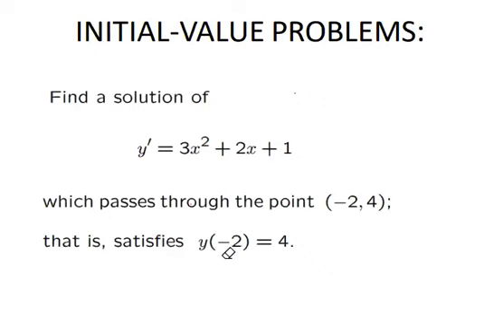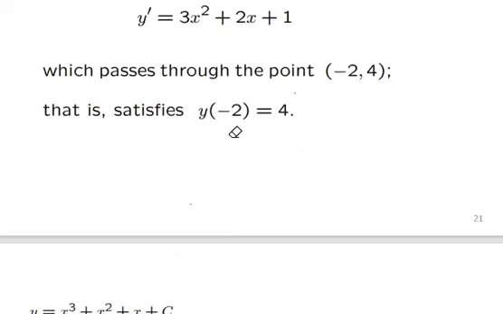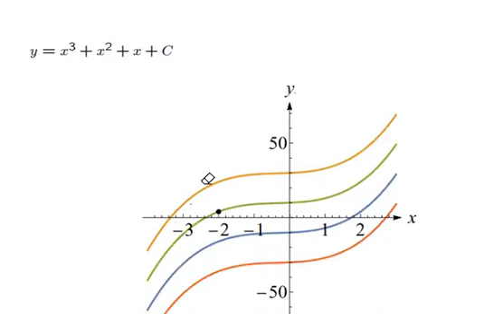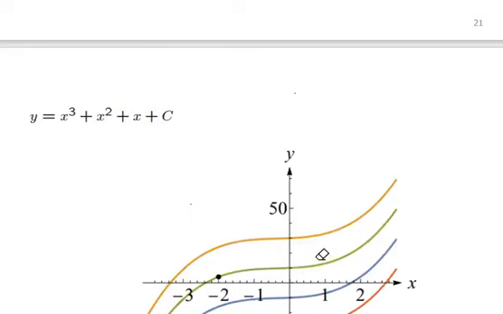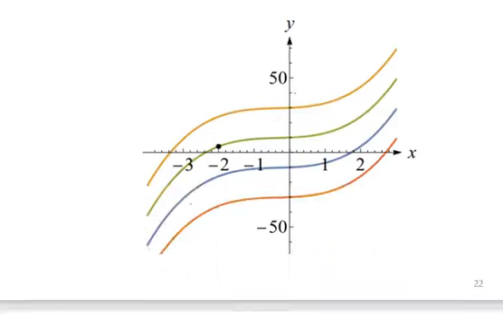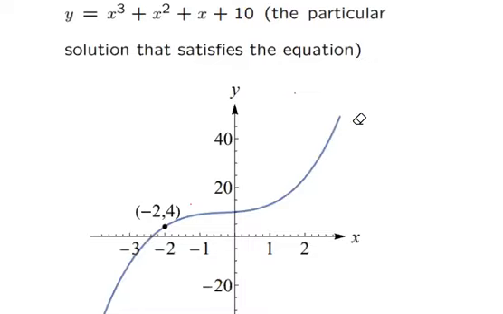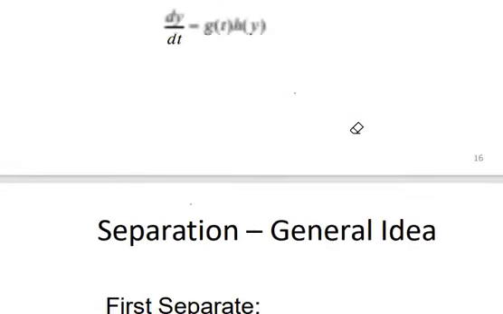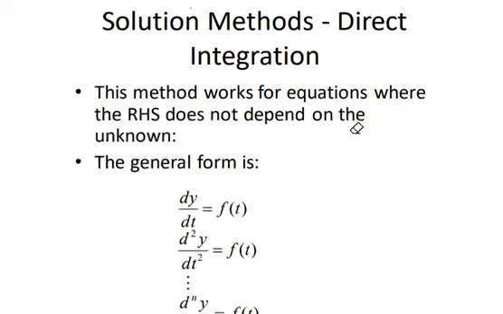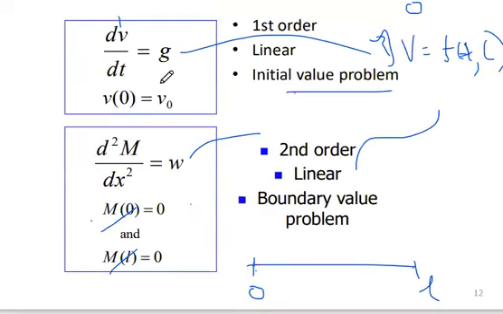because you specified this condition here, right? Because of that, you had to choose the correct solution. The solution passes through that point. Yeah, this is the solution out of this family of solutions. If you didn't specify the condition, you have only this equation, right? And you get a family of solutions.